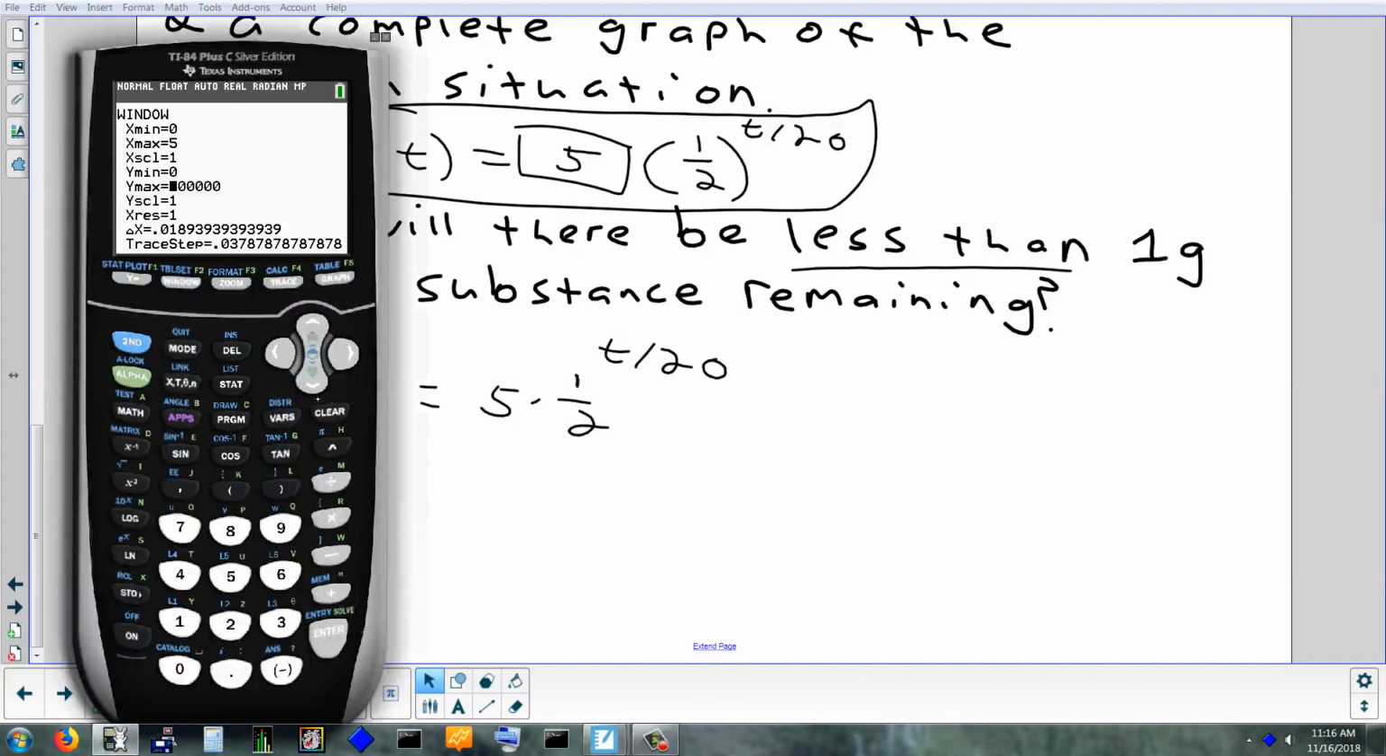As far as the y max, I still need to kind of guess at that. How many days is it going to take? I thought about 50. So I'll go to 75 and we should be safe.